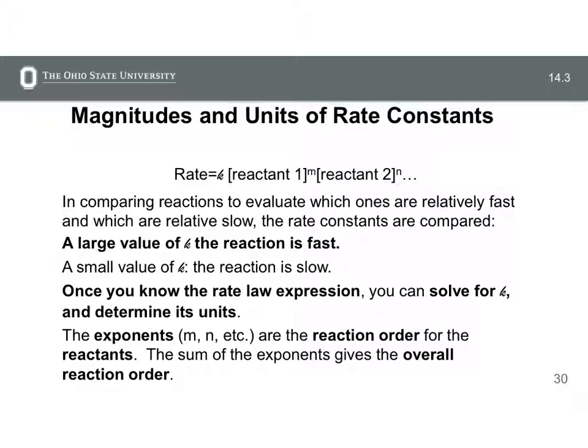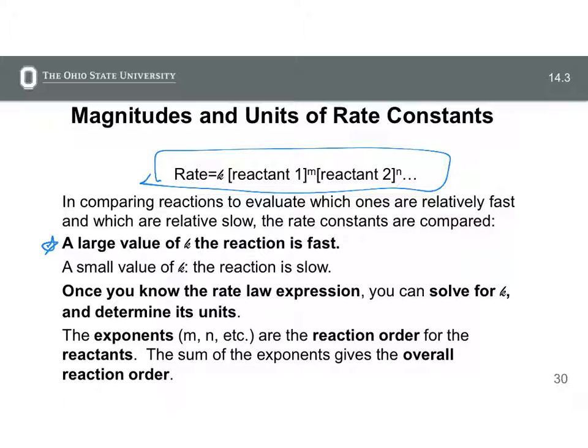So kind of summarize here. If we're looking at how the magnitude of our rate constant affects the actual rate of the reaction, a large value for the rate constant K will mean that the reaction is occurring fast. And a small value of K, it's a slow reaction. And once you know that rate law expression, you can solve for K, you can determine its units.